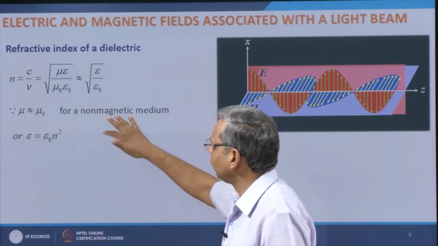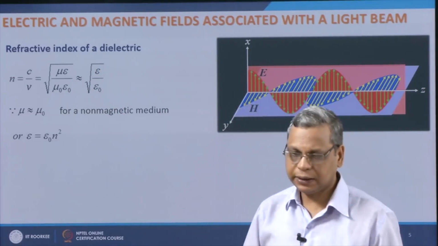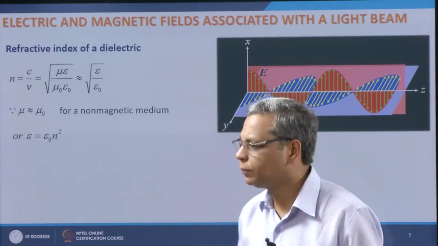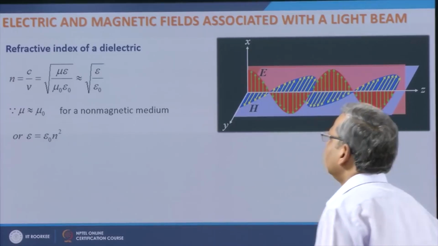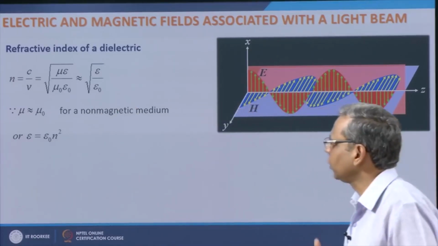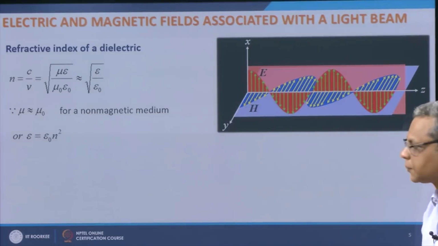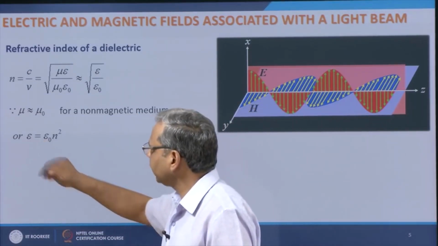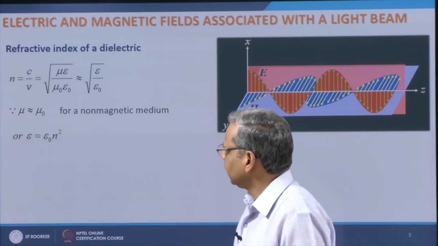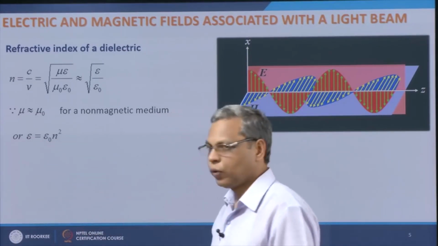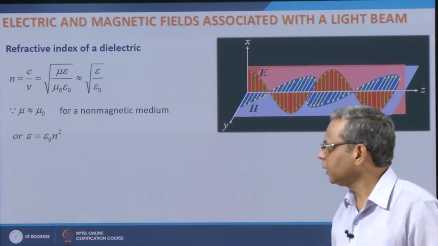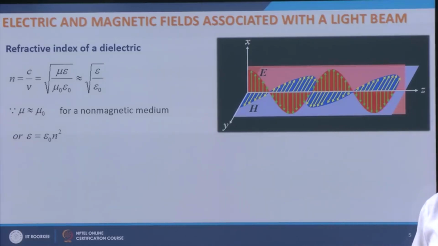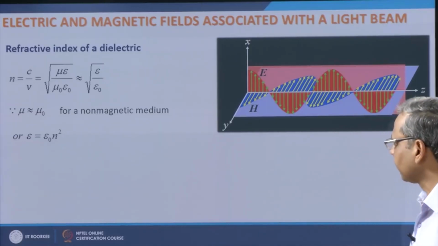And since all the dielectrics are non-magnetic, I can approximate mu by mu naught. So, n comes out to be square root of epsilon over epsilon naught, or I can write epsilon of a dielectric medium as epsilon naught times n square, where epsilon naught is the permittivity of free space.